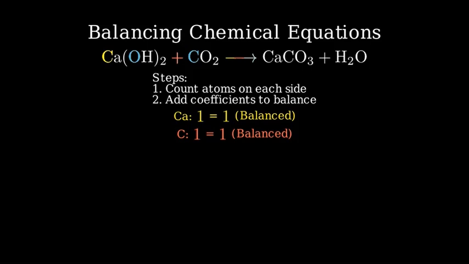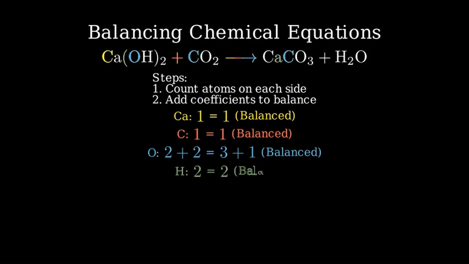On the left side, we have two oxygen atoms in calcium hydroxide and two in carbon dioxide for a total of 4. On the right side, we have 3 in calcium carbonate and 1 in water, also totaling 4. Oxygen is balanced as well. Finally, let's count hydrogen. We have 2 hydrogen atoms in calcium hydroxide on the left and 2 in water on the right. Hydrogen is balanced too.